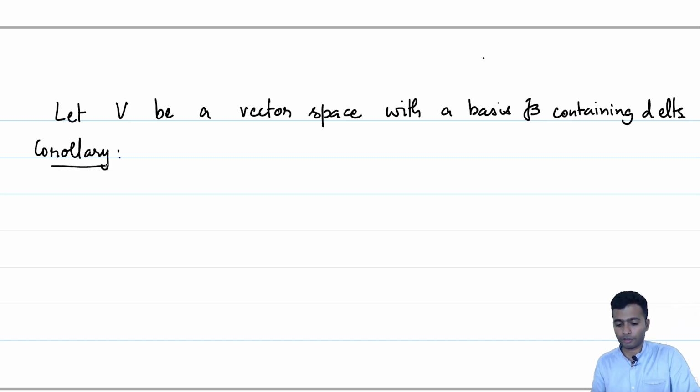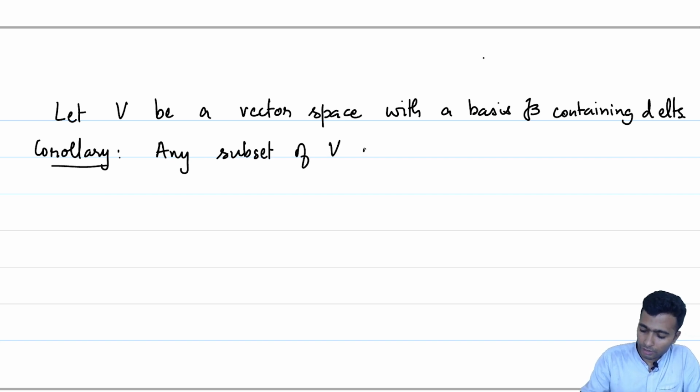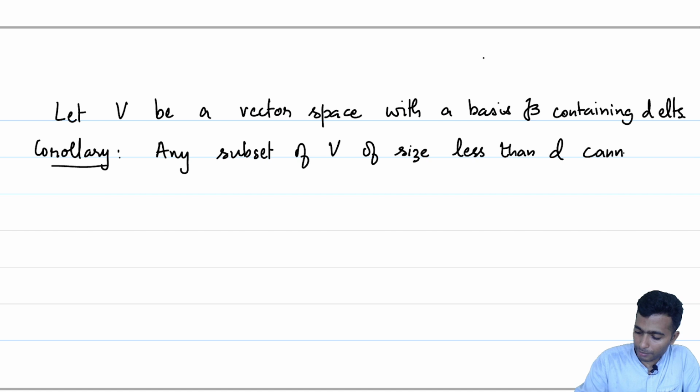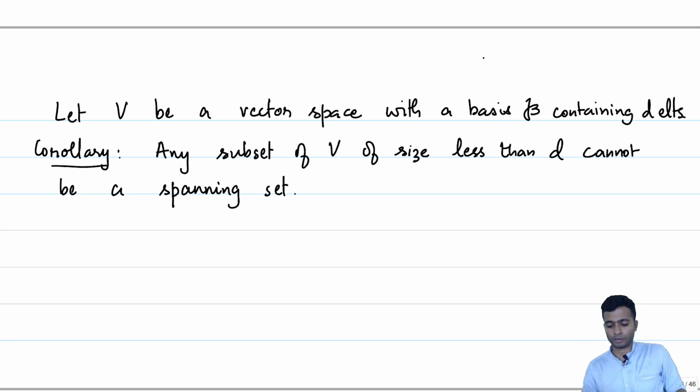you take any subset of V which has size less than D, then it cannot be a spanning set. So, let me first write the corollary statement. Any subset of V of size less than D cannot be a spanning set. Okay, so let us give a proof of this.